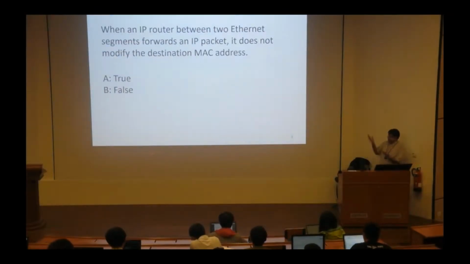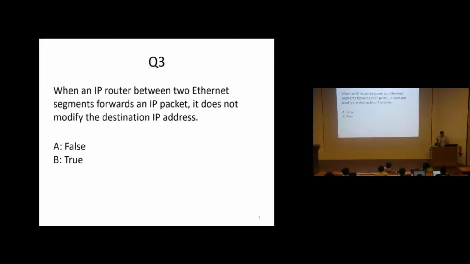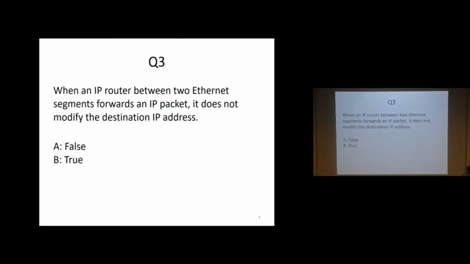So the answer to this is false. Okay, how about this one? When an IP router forwards a packet, it does not modify the destination IP. So the last question was about destination MAC. This one is destination IP. Is this true or false?